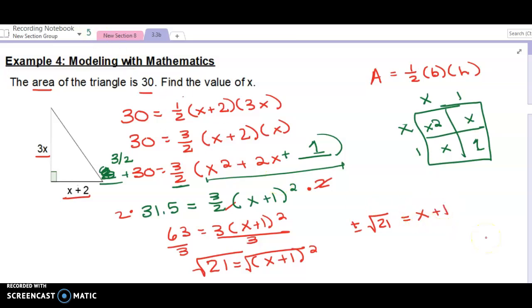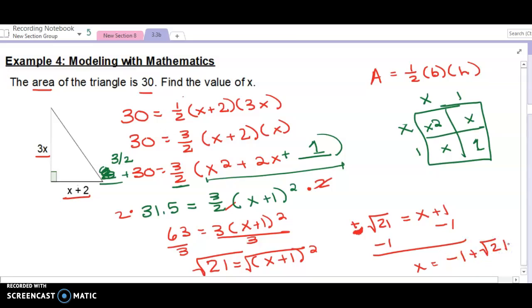Now, guys, I can't have a negative side length, so I'm going to forget about the minus. To solve, I just do minus 1 on both sides. So my x is going to be negative 1 plus the square root of 21. If you want to put that into a decimal, that's roughly 3.58. That would be the value of my x.